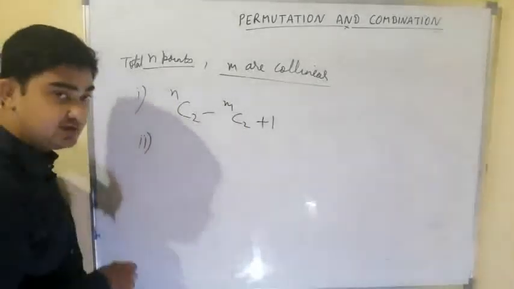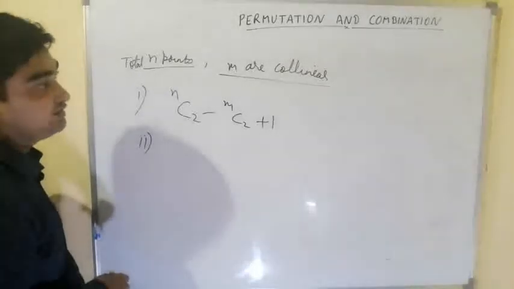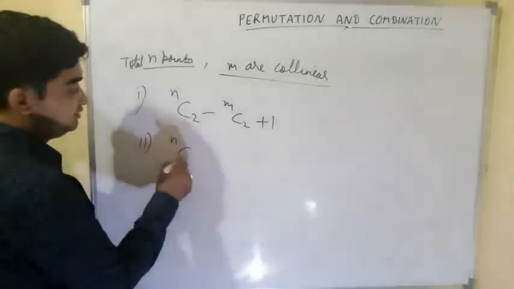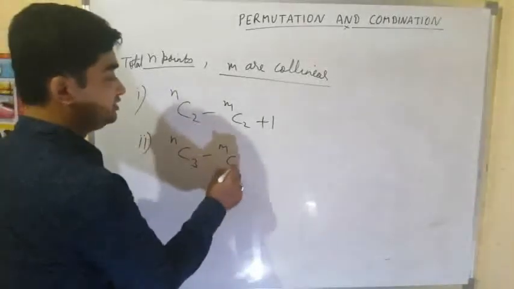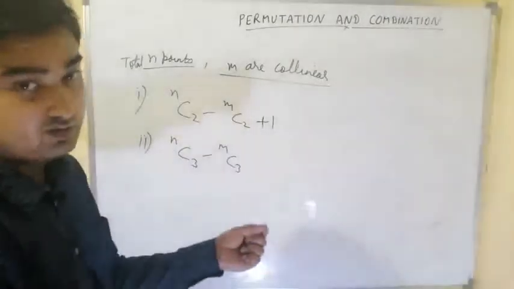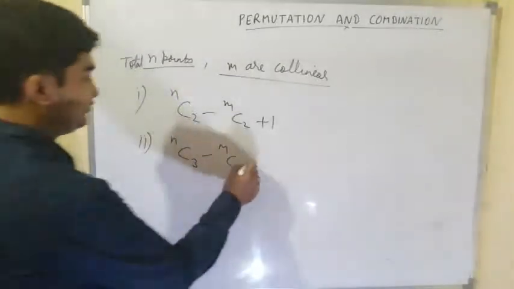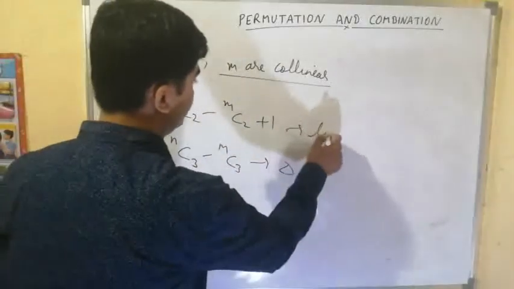Second, the number of triangles we can make. To make a triangle, from these n, select any 3 points, minus the cases where all 3 are from the collinear points. Those cases we have to subtract. So these are the number of triangles, and those were the number of lines.